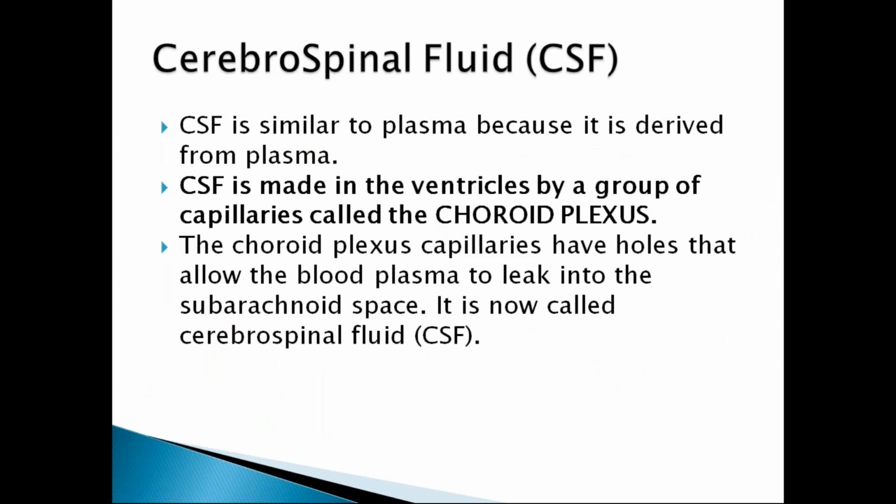Cerebral spinal fluid is similar to plasma because it is derived from plasma. CSF is made in the ventricles by a group of capillaries called the choroid plexus. Very important to know this, especially with obstetric scanning, because you will be looking at the choroid plexus, and also with neonatal scanning. The choroid plexus capillaries have holes that allow the blood plasma to leak into the subarachnoid space, and then it is now called cerebral spinal fluid.